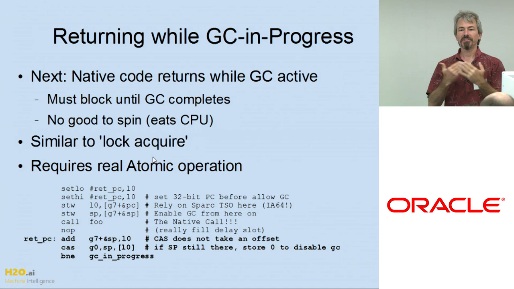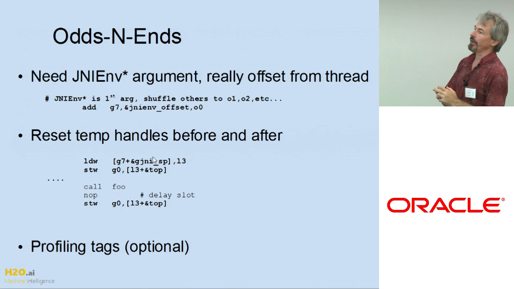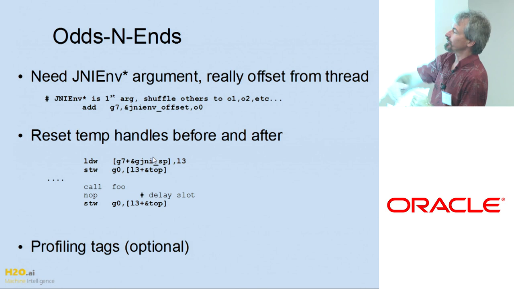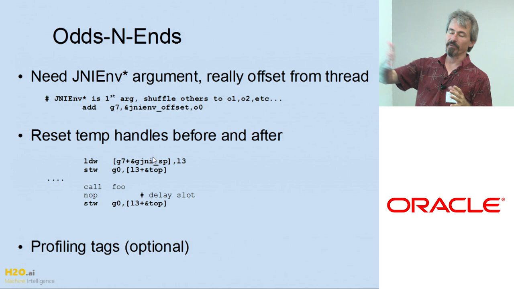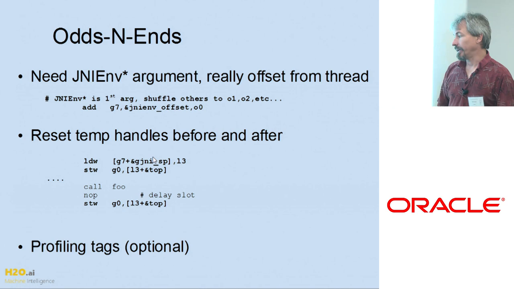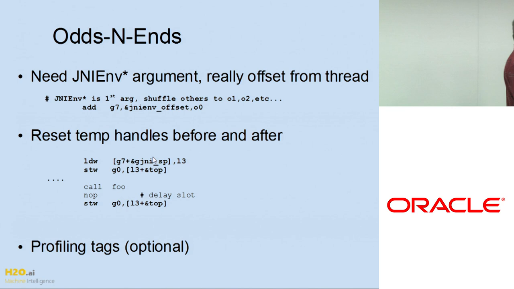Odds and ends for the JNI calling convention. You need the JNI environment, which is just some place in thread local storage. Use a service for native code. You have a temporary handle set that you let them have a stack of handles, and then you push and pop it. So you store the address of it in the beginning, and you reset at the end. And the native code can make handles really quickly and cheaply, and then you can throw them away fast. So a little extra work there.